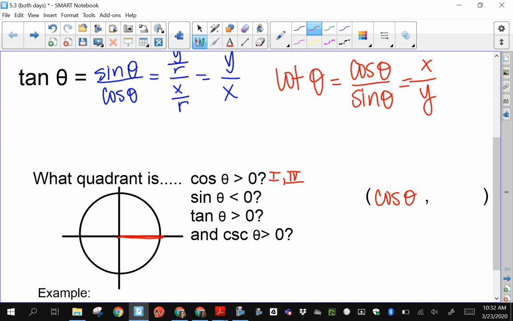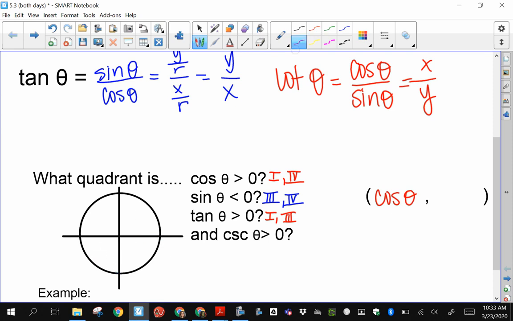Sine values, this is asking where are my sine values less than 0? Less than 0 meaning negative. Sines are going to be negative where the y values are negative. That's going to be down there, and that means that would be in quadrant 3, and also in quadrant 4. Next, tangent. Where is tangent positive? Well, tangent is positive when you have a positive over a positive. That's going to be here. And then also if you have a negative divided by a negative, which is going to be there. So in quadrant 1 and in quadrant 3, tangent is positive.